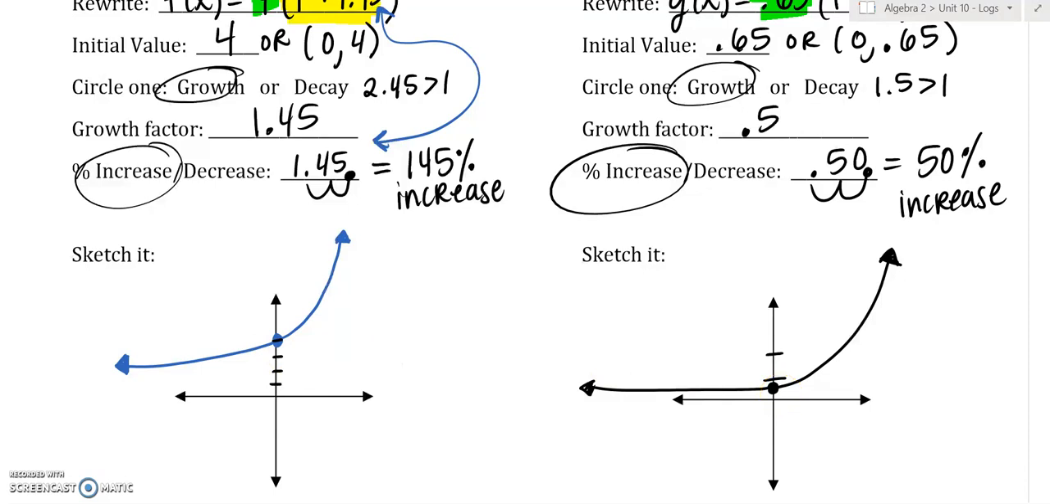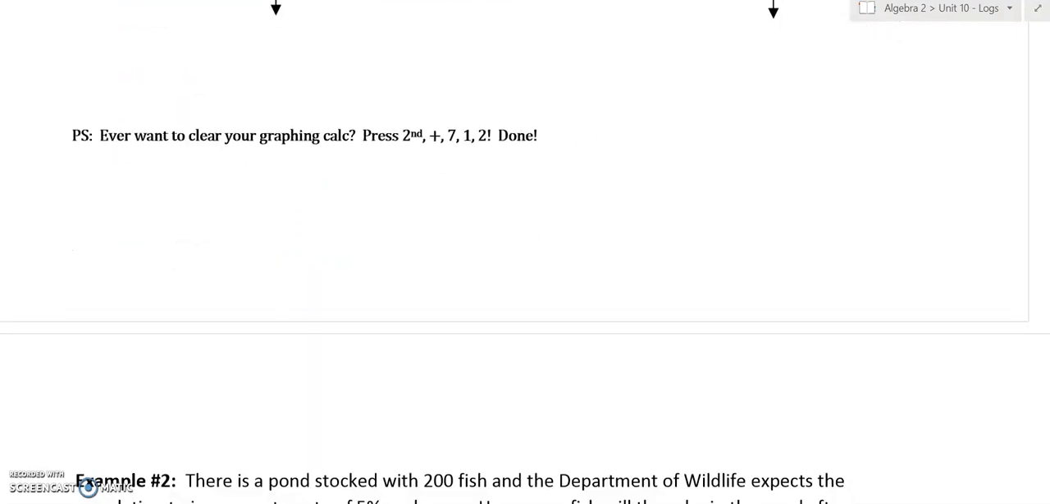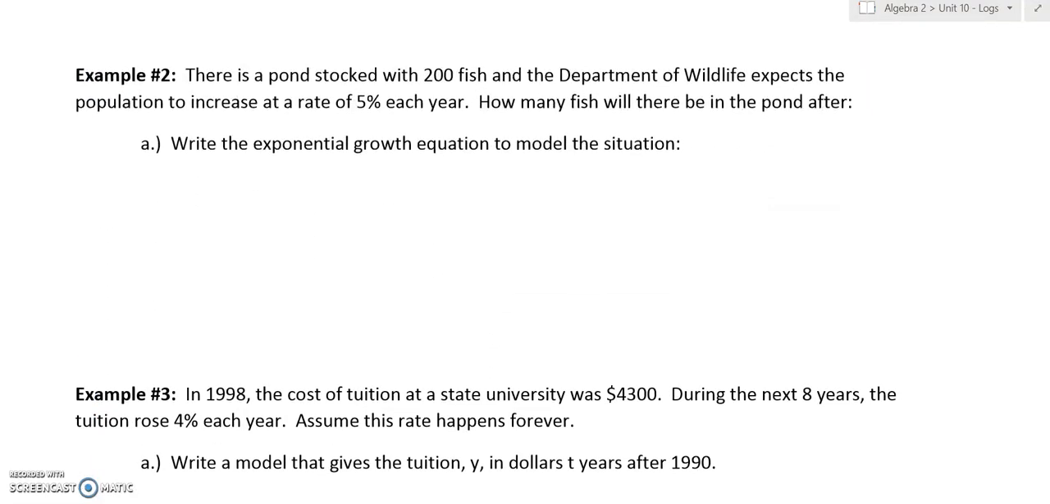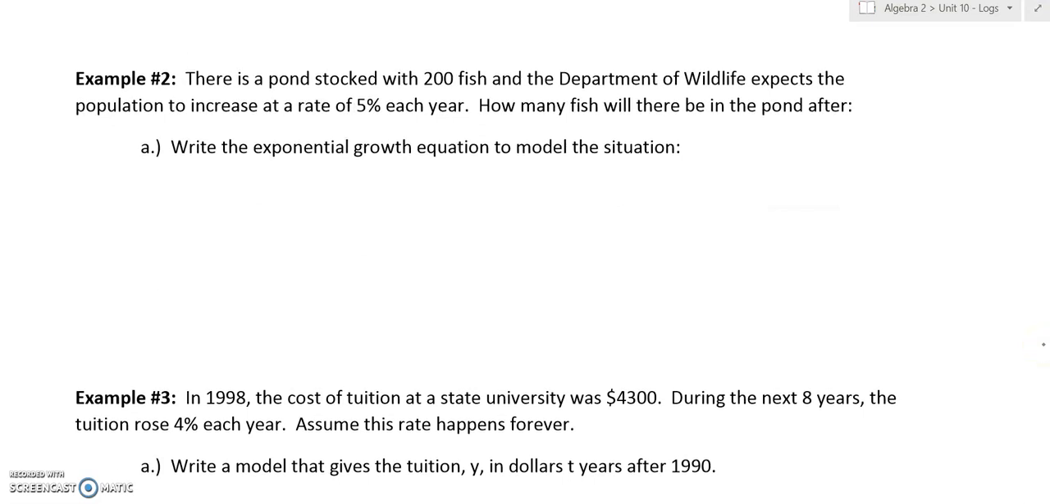If you're confused on any of those pieces or where they came from, pause, go back, rewatch it, see if you can figure them out or find them on your own. If you're ready, go ahead and flip it over. We have a couple more word problem examples. We're going to be using the formula, which I'll give you in a second.